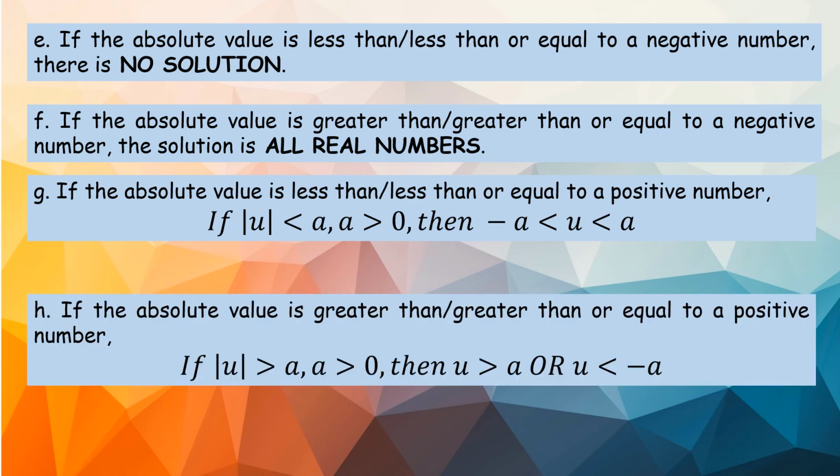And the last one is if the absolute value is greater than, or greater than or equal to, a positive number. Let's say that the absolute value of u is greater than a and that your a is greater than 0, then your u is greater than a, or u is less than negative a. Okay, so let's use that one.